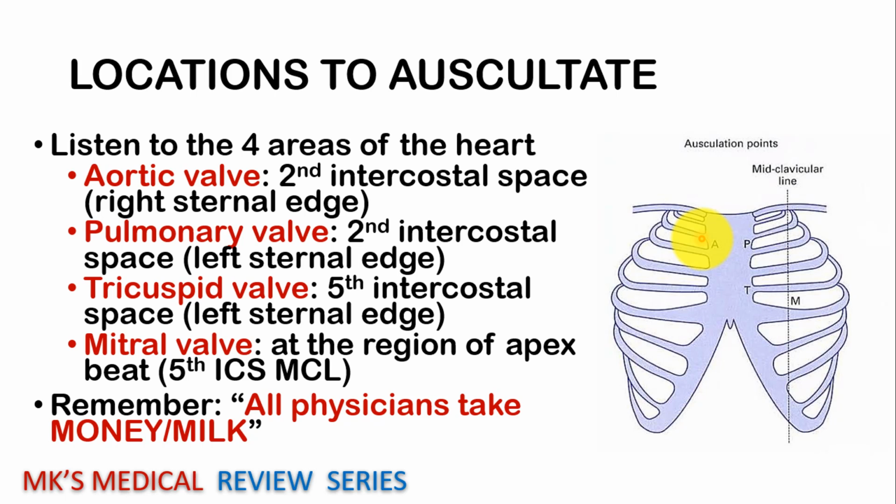So each of these can be heard at specific areas on the chest of an individual. So let's look at this diagram here on the right of the screen. This is going to be the right side of the patient. This is going to be the left side of the patient. This area here, the second intercostal space right of the sternal edge, if you place your stethoscope in this area, you're going to be listening to the aortic valve.